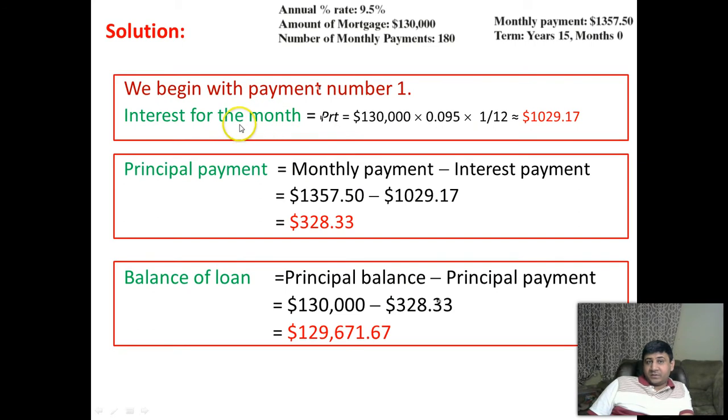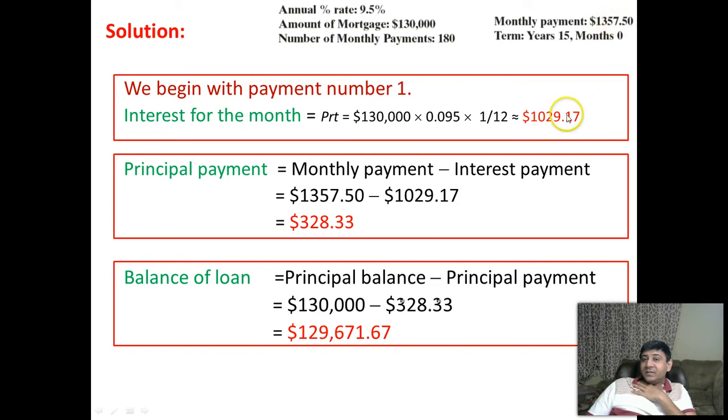So let's calculate the interest. For the first month, our principal is $130,000. R is the rate. T is the time, and since we are paying every month, and this formula for the interest only requires years, we converted months into years. 1/12, that's the time here. When you calculate it, for the first month, how much interest will you pay? You will pay $1,029 in interest.